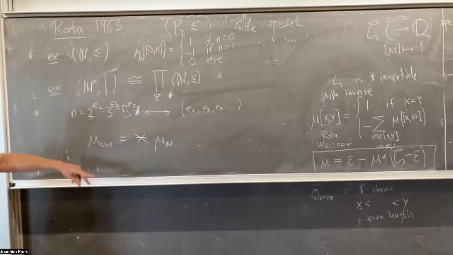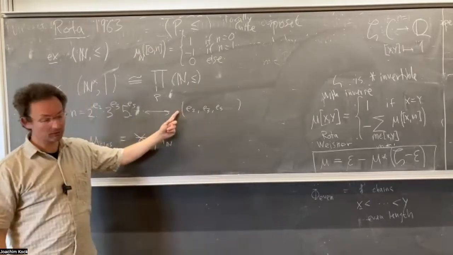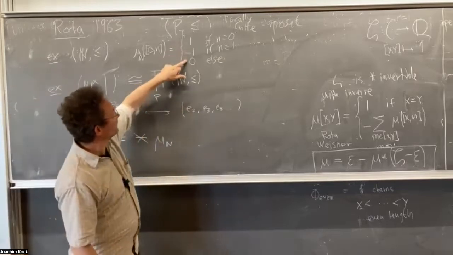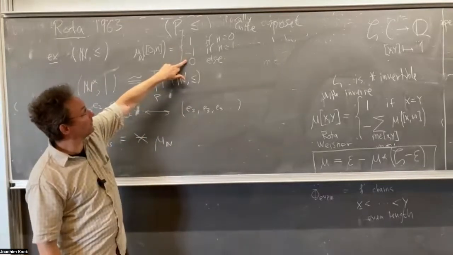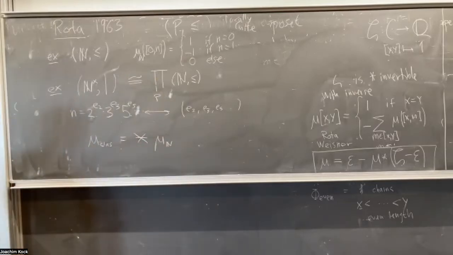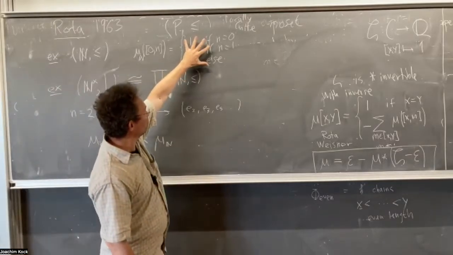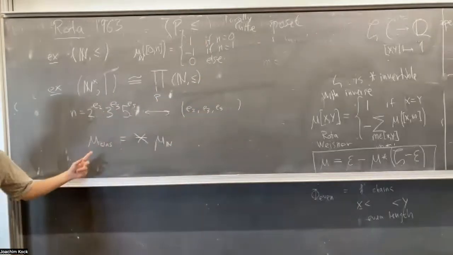I erased it a long time ago, but the fact that square factors count as 0, that's just because as soon as you are beyond 2, you get 0. So if you just take the infinite product of all these, you get the classical Möbius function.